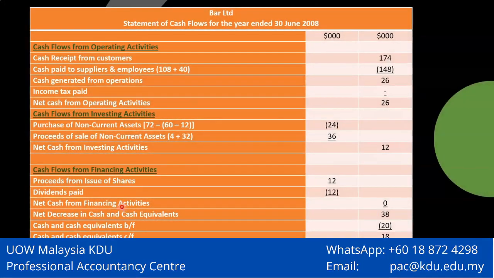Now, this is the statement of cash flows. So whatever you worked out in your receipts from your receivable and the payment to your payables, 108 and 174 is here. The 40 is the cash expenses paid that was mentioned in the SOPL. This minus this would give you cash generated from operations. For this question, we don't have income taxes paid, but if there is, you would put it here to give you net cash from operating activities.